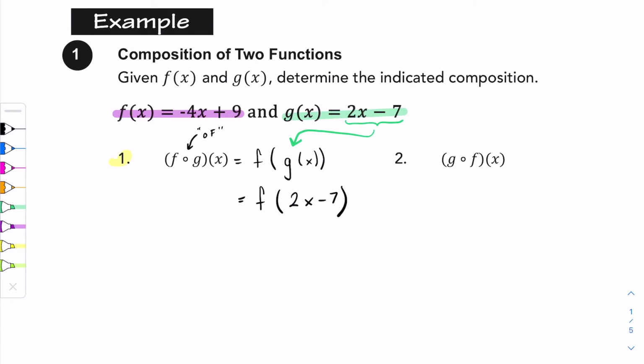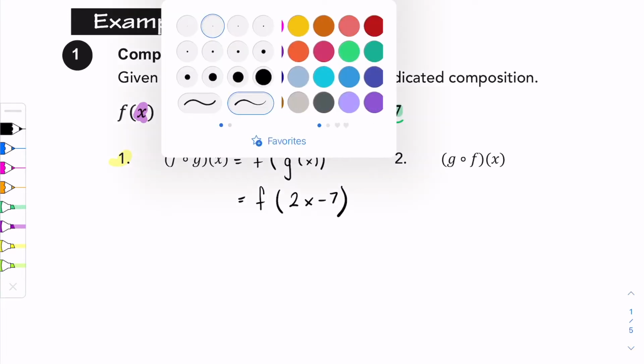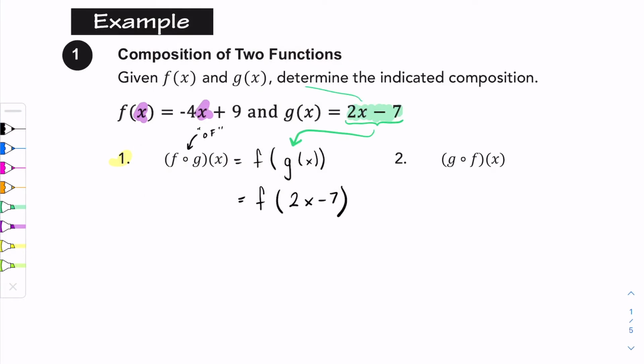If we're evaluating the function f at 2x minus 7, that means that we need to take a look at our original function f of x. Wherever we previously saw the value of x, we are going to replace that with the expression 2x minus 7. And you're going to simplify from there.